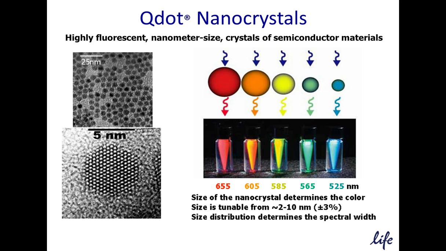Q-dot nanocrystals are small semiconductor crystals, generally 2 to 10 nanometers in diameter, and they have unique fluorescent properties. Emission wavelength depends on particle size. The smaller the particle, the shorter the emission wavelength. Nanocrystals generally emit light of a very narrow wavelength and are extremely photostable.